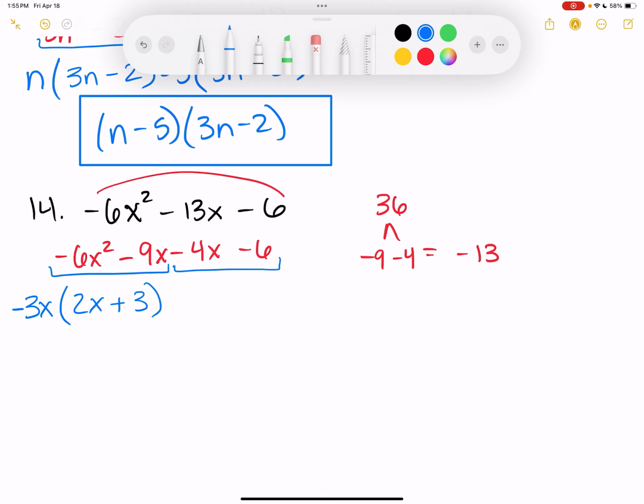And then what can I take out of this one? Negative what? 2. And what does that leave me with? 2x plus 3. Yep, 2x plus 3. Notice my parentheses match. So I've got negative 3x minus 2 times 2x plus 3.